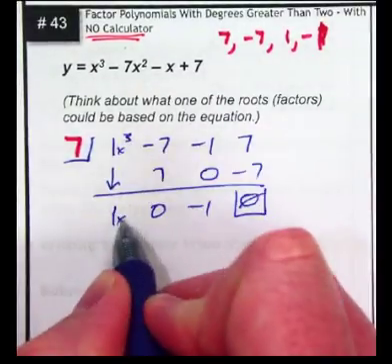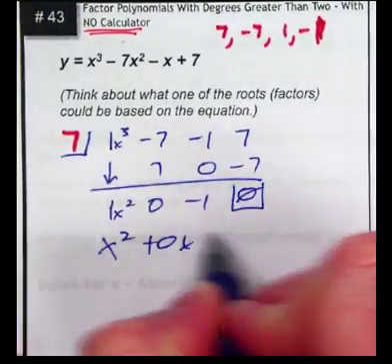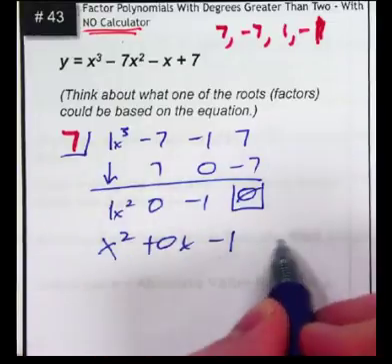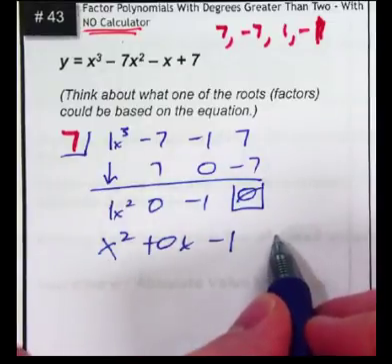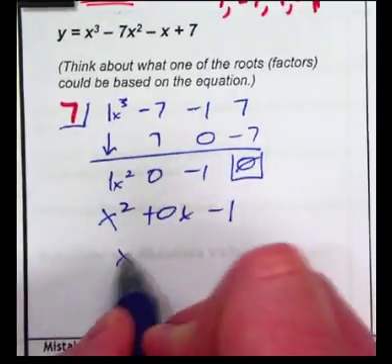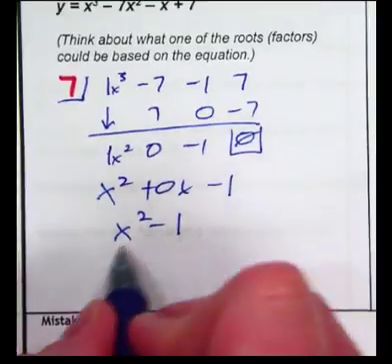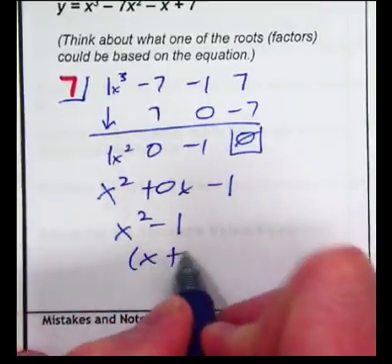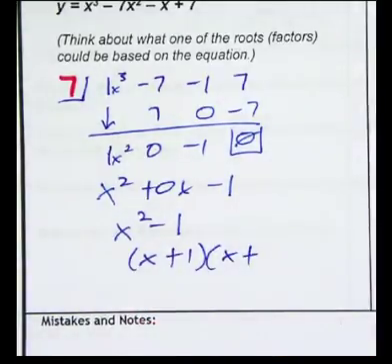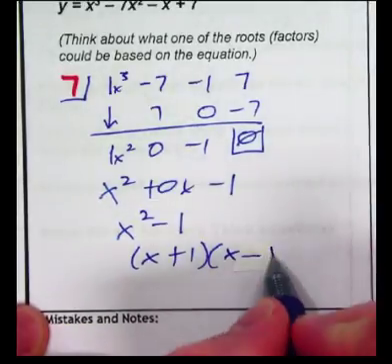Now I just knocked it down a notch to an x squared. So then I've got x squared plus 0x minus 1. With this, I need to factor that, or I can find the roots and then use that to build my factors. But I've got x squared minus 1. Well, that's the difference of squares property. The difference of squares property tells me that that's going to factor into x plus 1 and x minus 1 as the other two roots. So this would be x minus 1 right here.